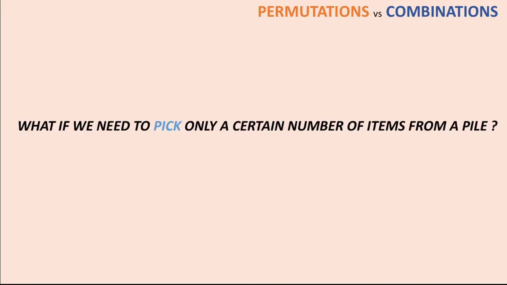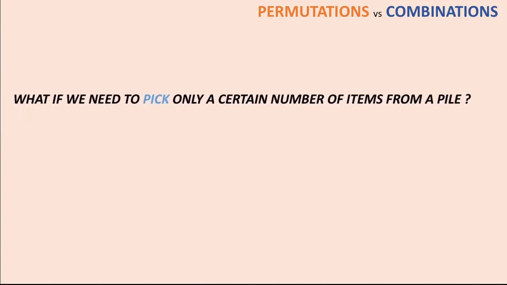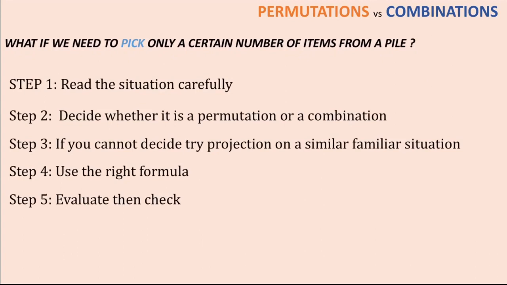So what if we need to pick only a certain number of items from a pile? Instead of arranging all the items that I have, I now need to pick or select. Those are the keywords. So we need to select or pick a certain number of items from a pile, right? So I have 5 steps for you. They're going to be easy for you guys if you follow them correctly. So the first one, you have to read the situation very carefully, right? And then you need to decide whether it's permutation or combination. And we're going to show you how to do that in a minute.